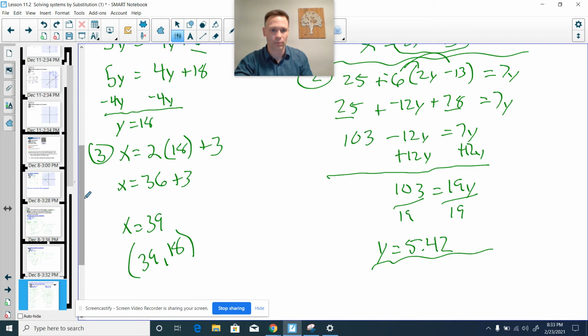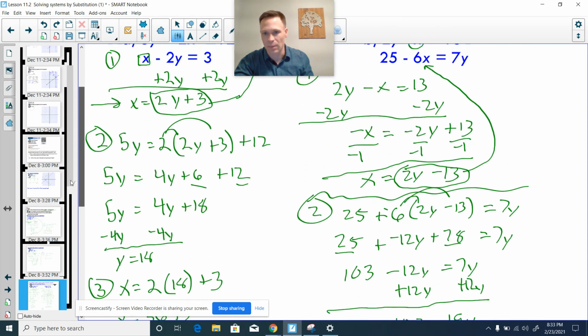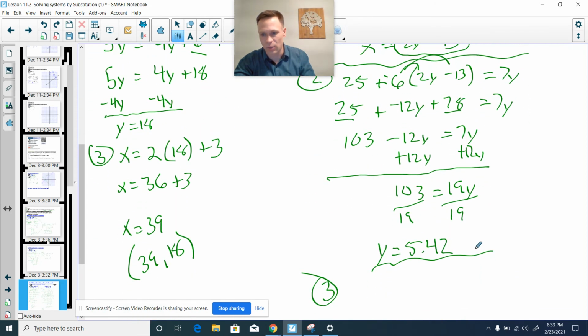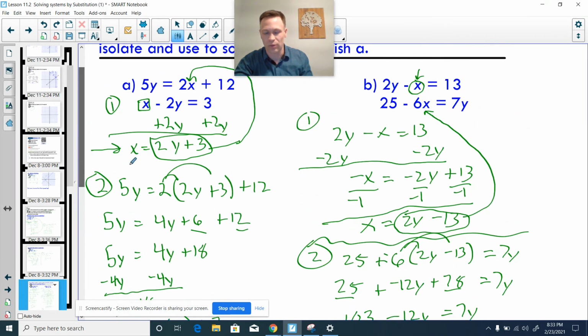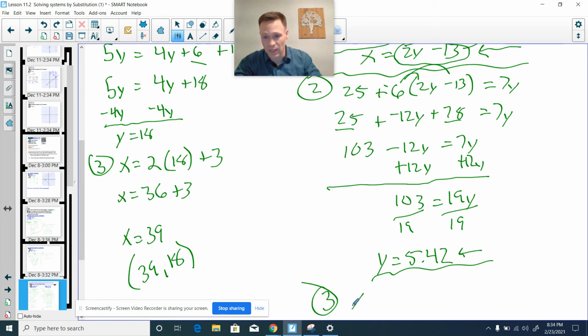And that's okay. Now that I know what y is, I can start with step 3. And step 3 says to take the answer that we got in step 2, which is that, and substitute it into the other equations. Now, again, we have 3 options, right? The top 2 or the bottom one. I would highly recommend using the bottom one. That's what we're going to do. So we'll say that x is equal to 2 times the 5.42. And then we're going to subtract 13.